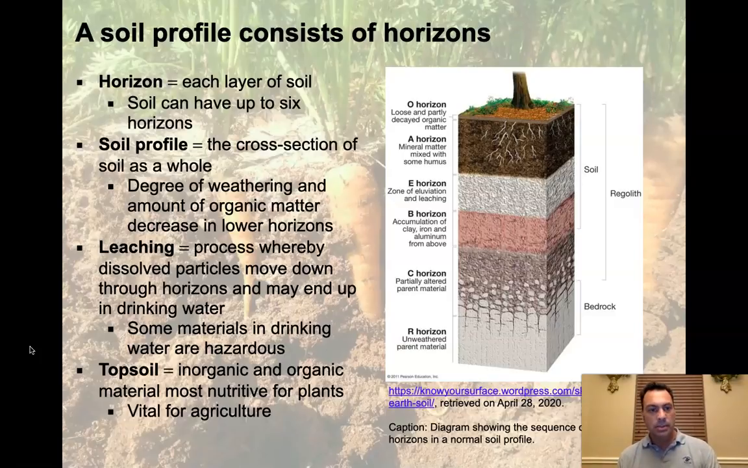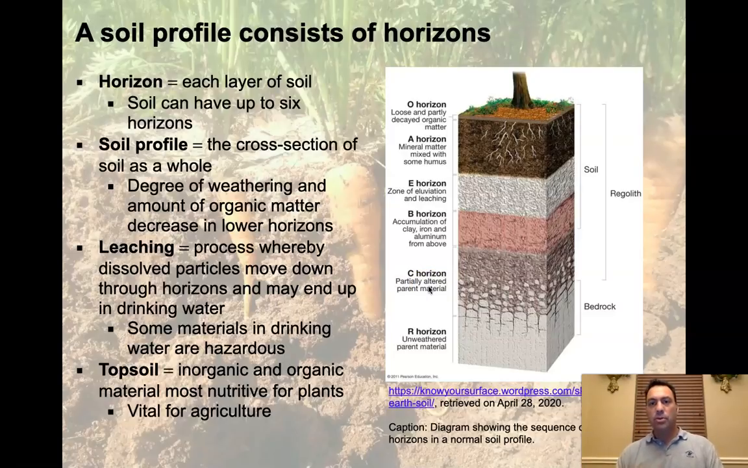Another thing we need to bring up is this concept of topsoil. Topsoil is the really crucial resource for plant growth that we're really going to focus on in this lecture. So topsoil is the inorganic and organic material most nutritive for plants, and it's vital for agriculture. And so when we think of topsoil, we're really talking about the A horizon up here. We haven't got into what these are yet, but we're going to get into them in a moment. We have the A horizon, the B horizon, and the C horizon. And occasionally we have a couple of extra horizons that might show up under special conditions.